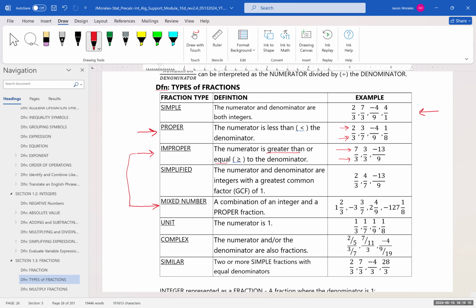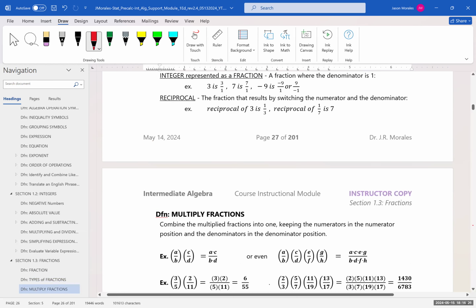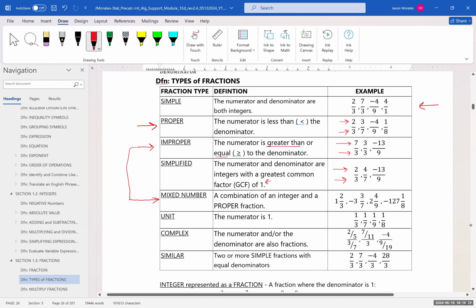Next, we have a simplified fraction. This is where the numerator and the denominator are integers with a greatest common factor of only 1. What this means is that the numerator and the denominator have no prime factors in common. If they did, then you could cancel them out.